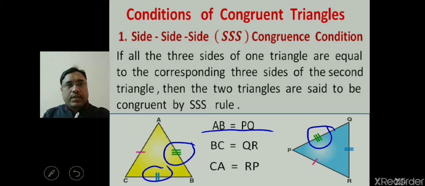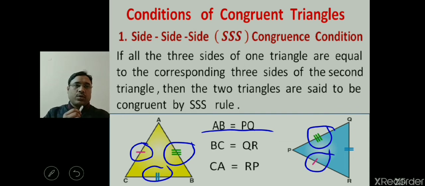So this line also, you can see CA is equal to RP. So this way you can say that the corresponding sides are equal in the two triangles. So we can say that triangles ABC and PQR are congruent by the side congruency condition.